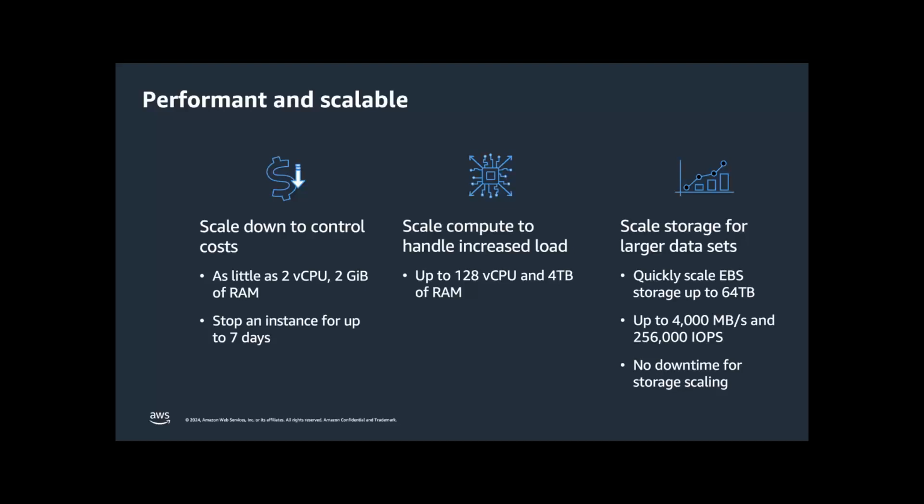The service also helps you to configure the IOPS that you need, right? Like with the storage types. We have both a general purpose storage, which is GP3, and an IO2 Block Express. With GP3, you can configure both IOPS and throughput. With IO2, you can configure your IOPS. So up to 4,000 Mbps of throughput and 256,000 of IOPS, and there is no downtime for storage scaling.